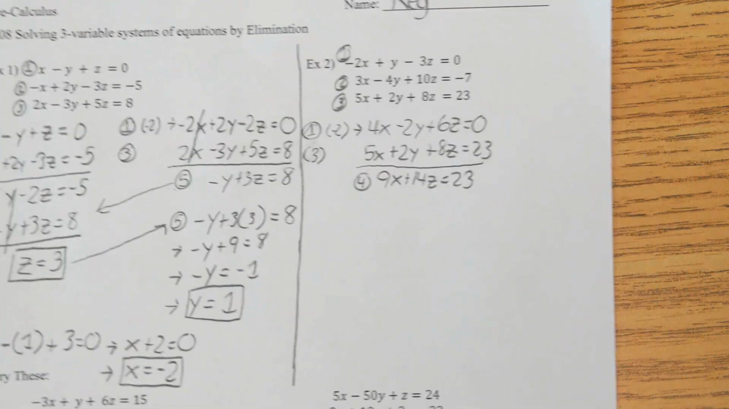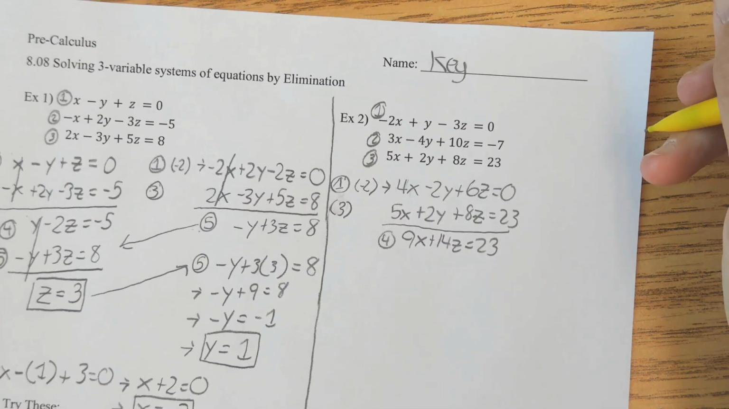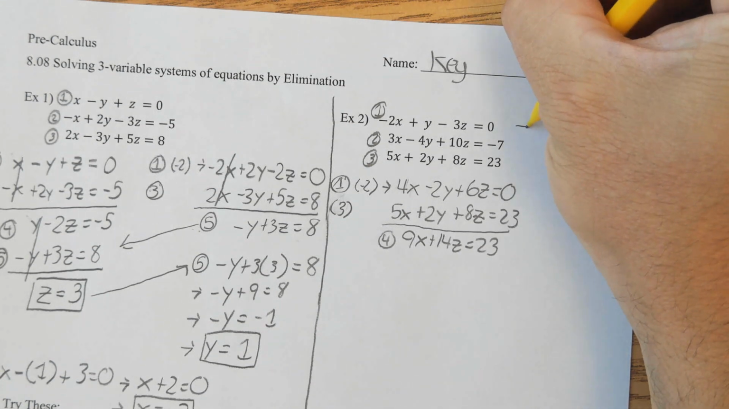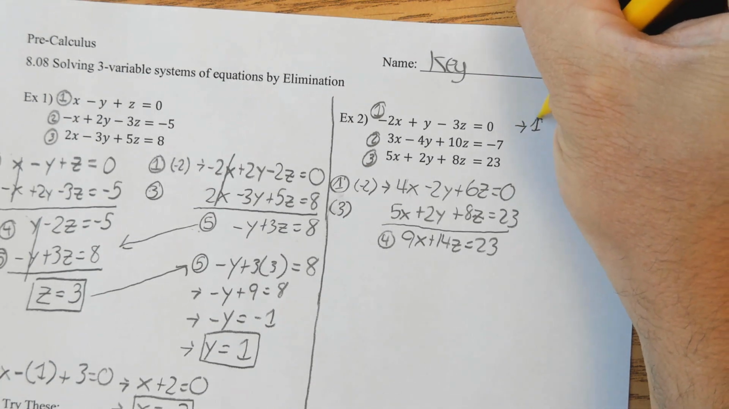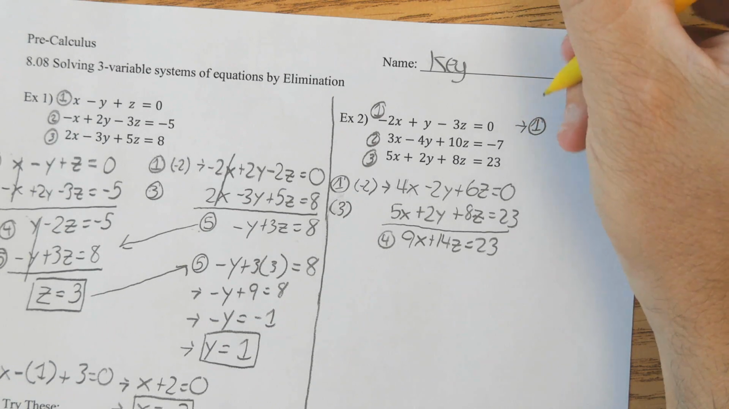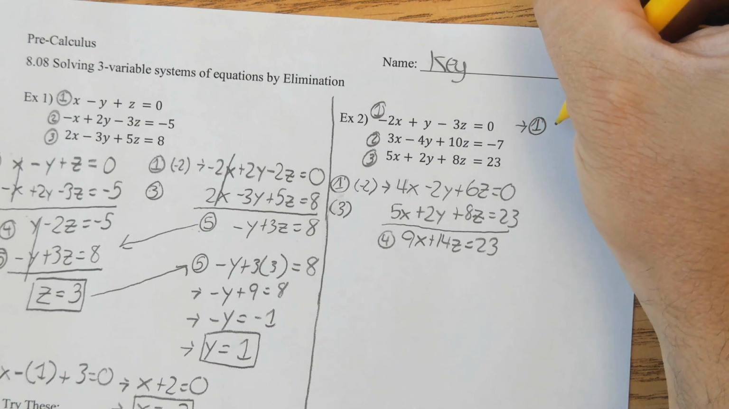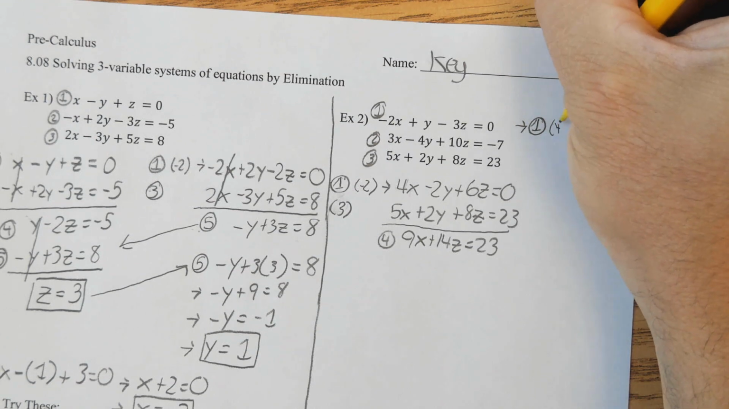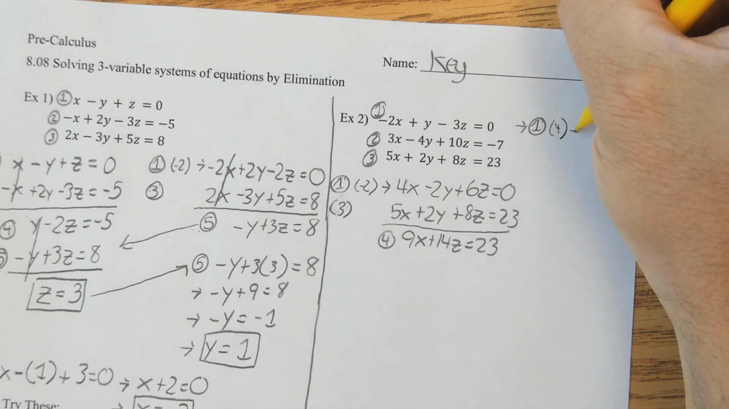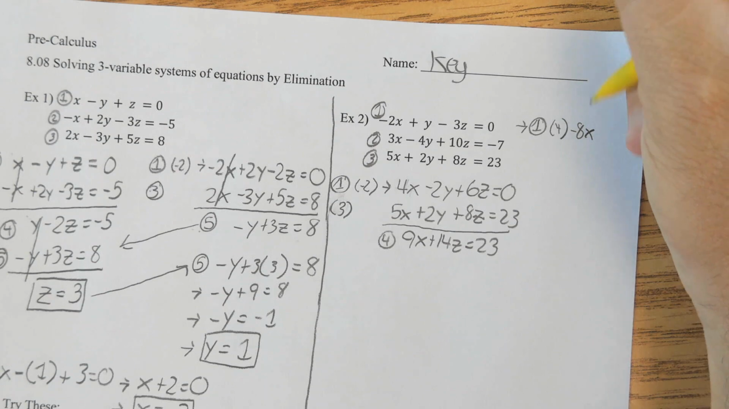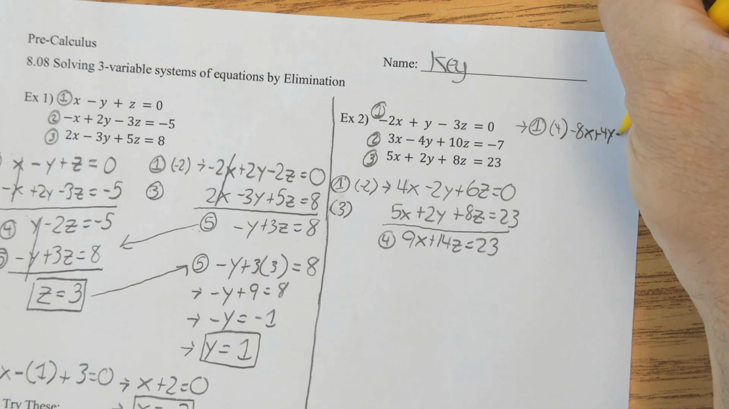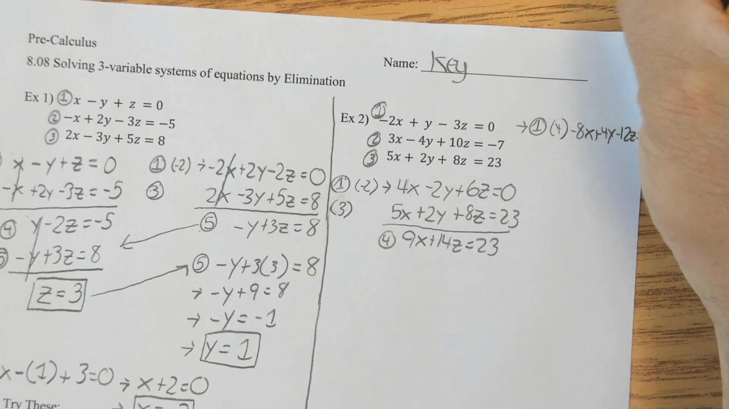All right, now I don't have a ton of room here. I'm going to go over here, and we're going to use equation 1. Okay, and equation 2. So that means I need to multiply this here by 4. So I'm going to get a negative 8x plus 4y. Sorry, I know this is tight here. I'm running out of room. Minus 12z equals 0.